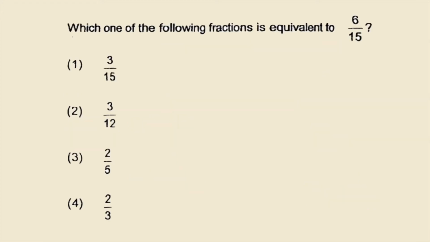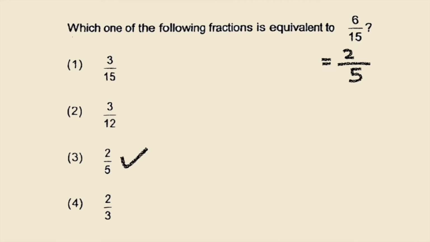Next, which of the following is equivalent to 6 over 15? Well, the first thing I can tell is that 6 over 15 by itself is not even the simplest form. Let's divide by 3 on both sides, getting us 2 over 5. And hey, it's our lucky day. 2 over 5 is right there. So the answer is number 3.